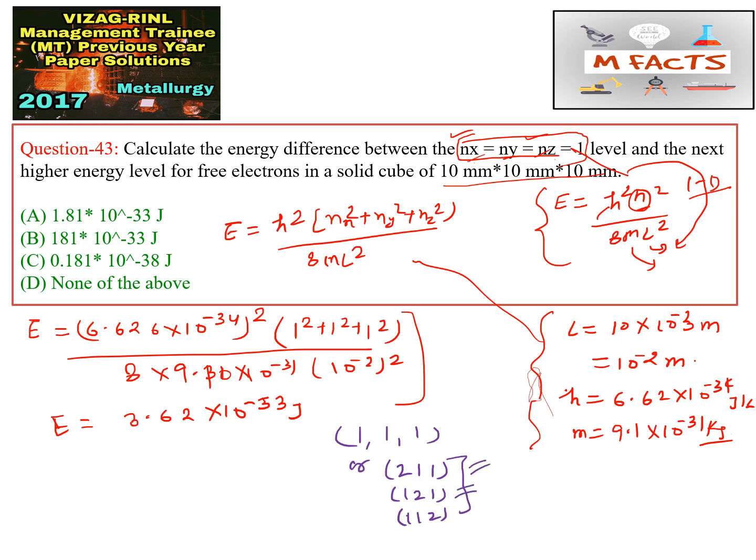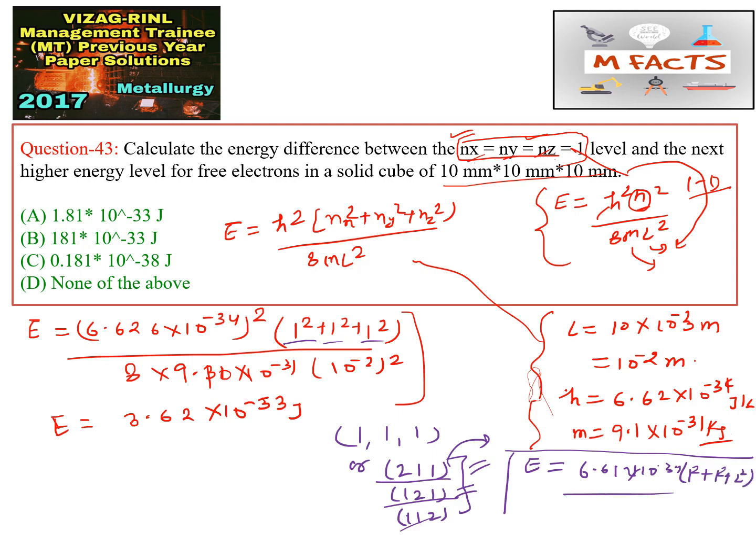Okay, so what we will do, we will replace this 111 by 211, either 211 or 121. The magnitude will be the same for either case. Now we will calculate the energy by putting in these values. Everything will be the same, 6.62 multiplied by 10 power minus 34, only we will do 1 square plus 1 square plus 2 square, divided by 8 multiplied by 9.1 multiplied by 10 power minus 31 into L square. From here we will get the E value.